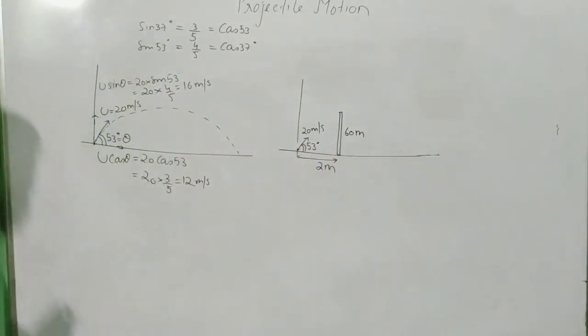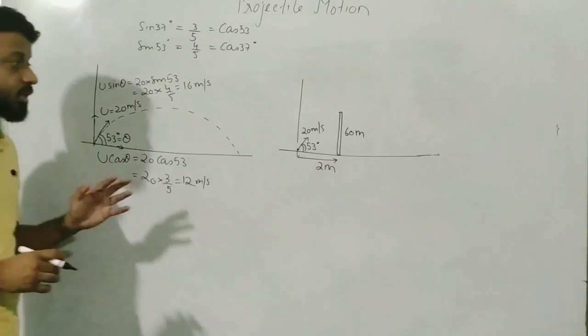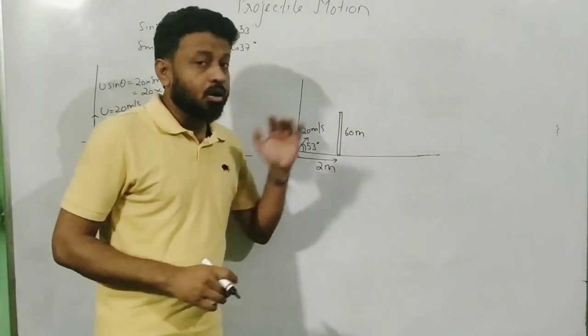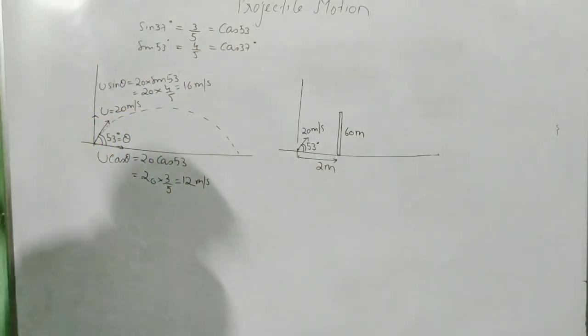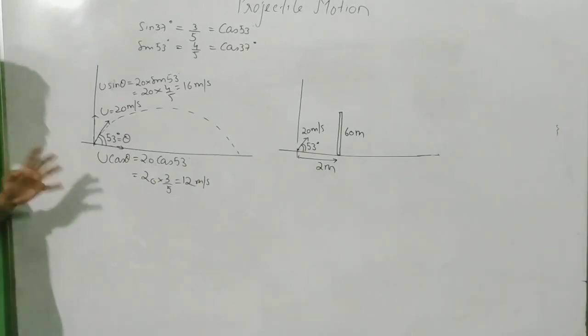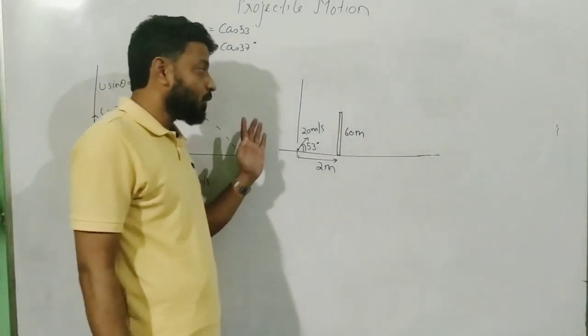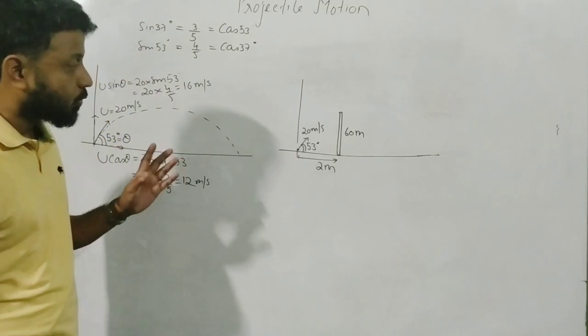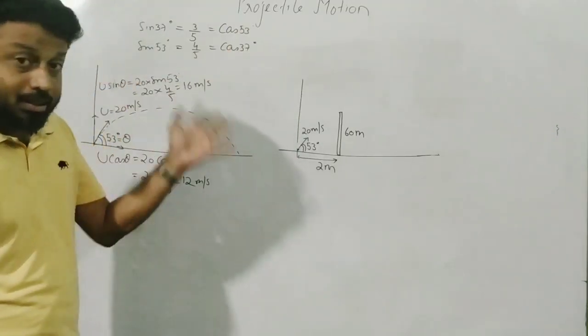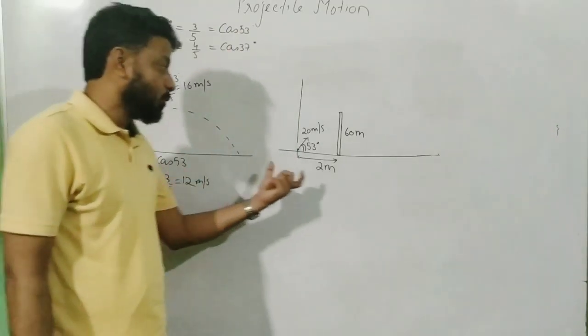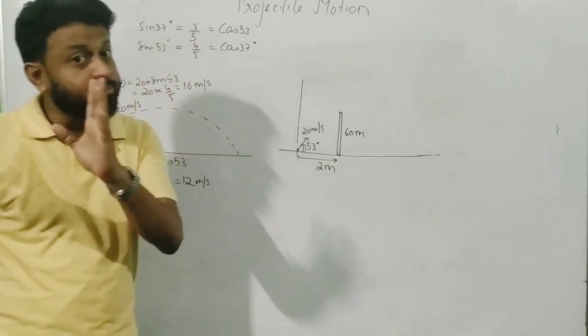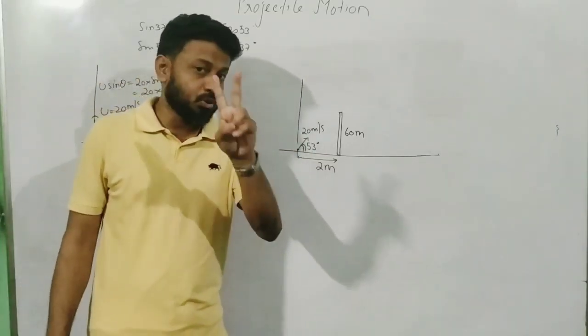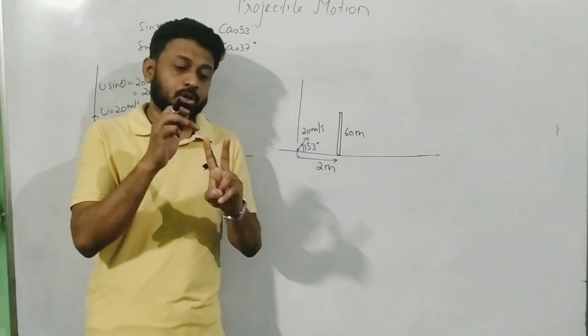Now the question here is this: is this projectile going over the wall, or is it going to hit the wall? That's the question. If I have to identify whether it is going to hit the wall or go over the wall, one thing is common here, and that thing is the 2 meters. Whatever the event is between these two, is it going to hit or is it going to go above it?